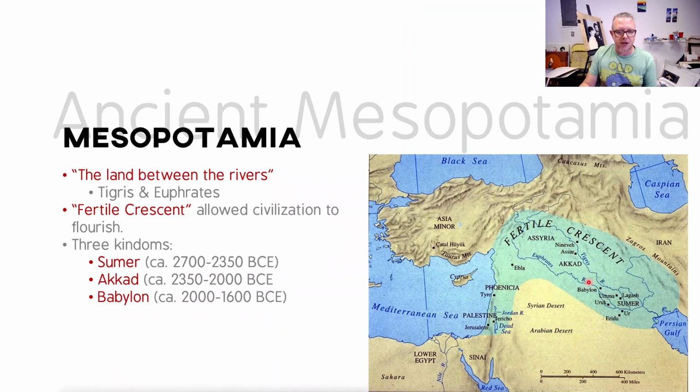The Fertile Crescent, these rivers come through this area, making this area very fertile, hence why agriculture began in this region. But what also helped this region to foster civilization is that it was also protected by mountains to the north and desert to the south.